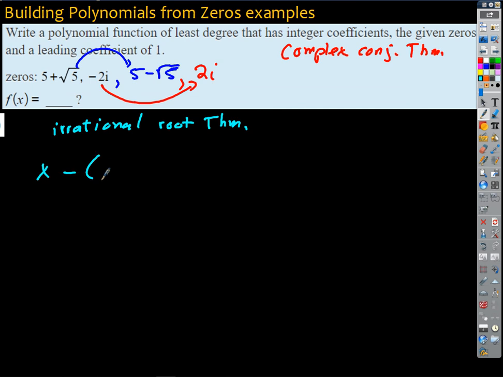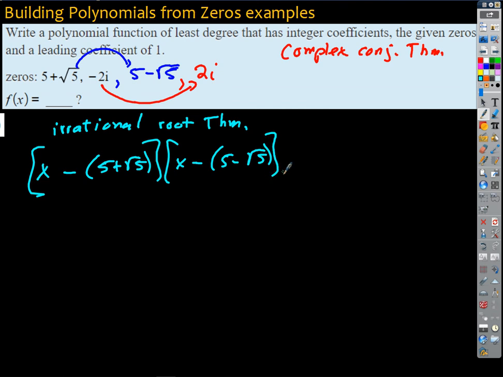x minus 5 plus radical 5 times x minus 5 minus radical 5. And then from the red ones, I would just get x plus 2i times x minus 2i, and that's my function, and we'll file that out.